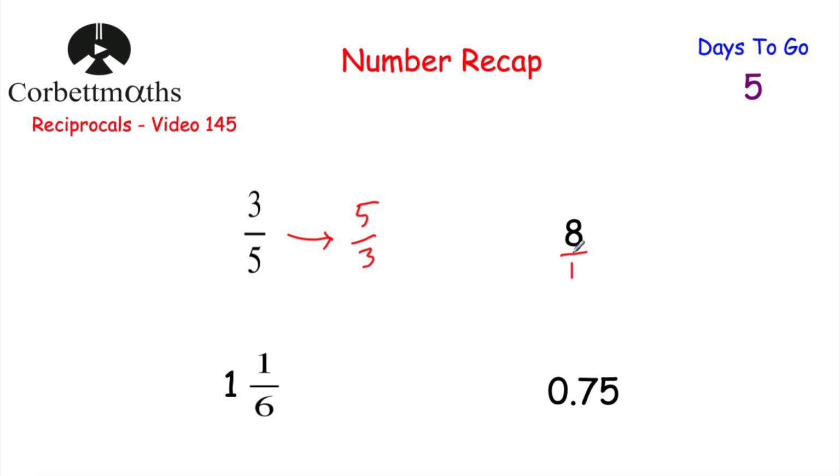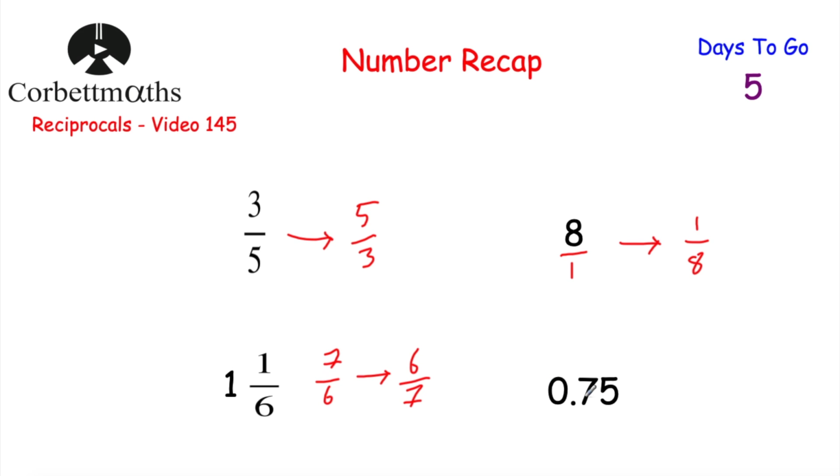Well, 8 is the same as 8/1, or 8 wholes, so therefore its reciprocal, when we flip it over, would be 1/8. Here we've got 1 1/6. If we were to make that a top-heavy fraction to begin with, that would be 7/6. So that's equal to 7/6, and that means its reciprocal, when we flip it over, would be 6/7.